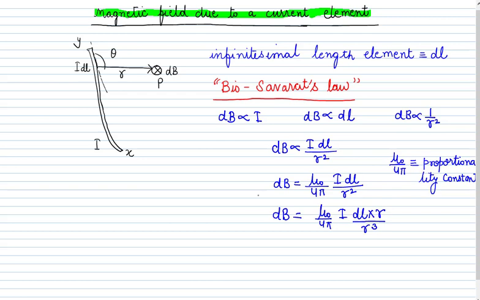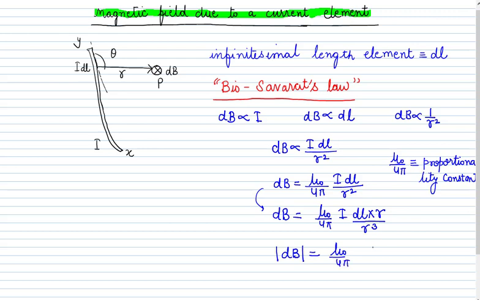So this above equation may be written in this form, that dB is equal to mu naught upon 4 pi, I dl cross r upon r cube. And now you can write down the magnitude of the magnetic field. Magnetic field due to a small length element is equal to mu naught upon 4 pi.